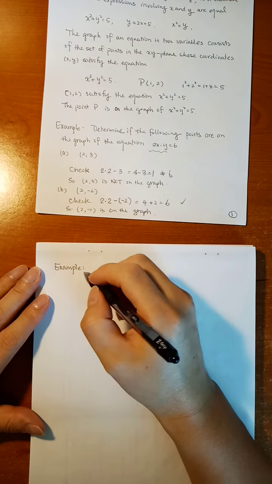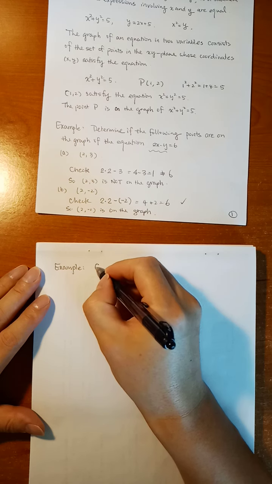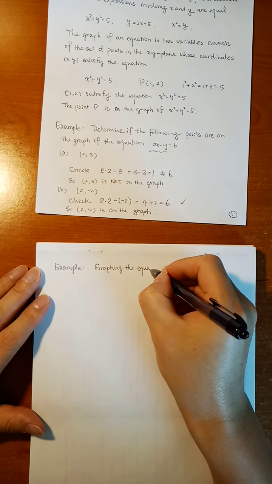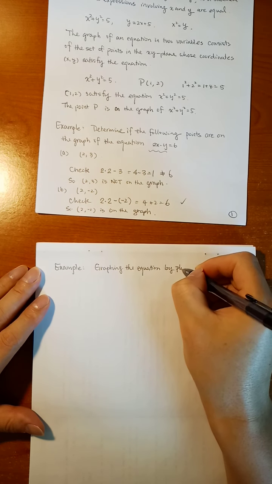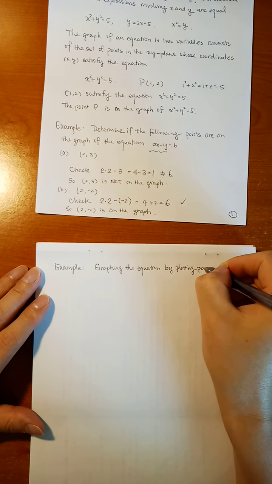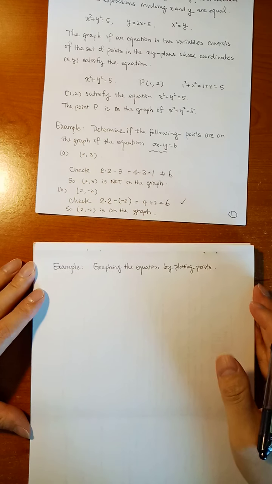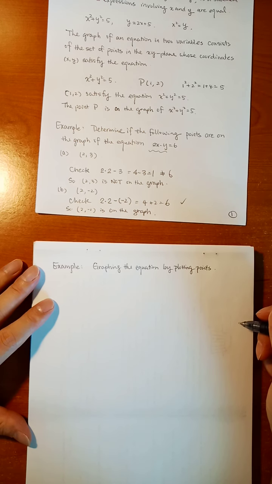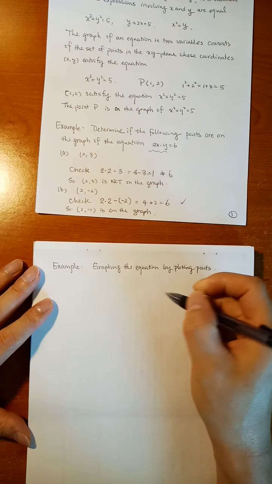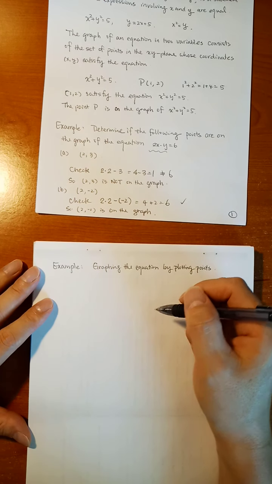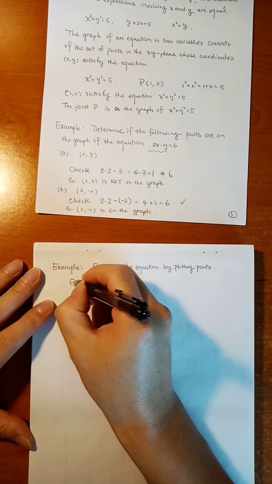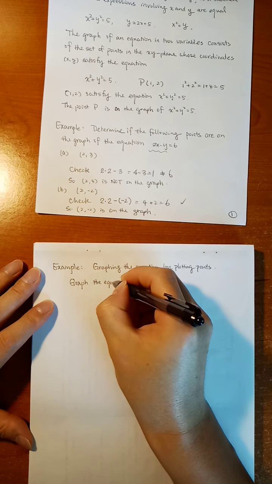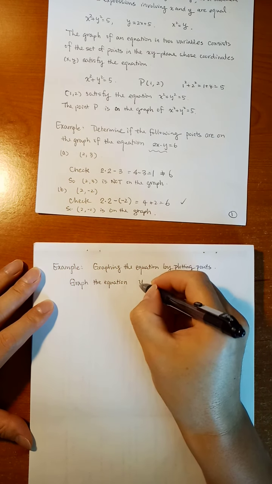Okay, second example: we graph an equation by plotting points. Actually, whenever you see plotting points, it's a job for the computer. It's not our human handwriting job. So we use this simple function to demonstrate how we do it. Graph the equation y equals 2x plus 5.